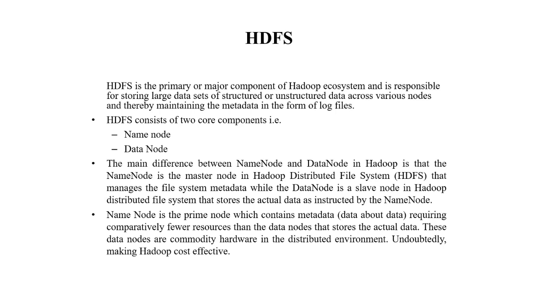In the Hadoop Distributed File System, we have mainly two components. The first one is the name node and the second one is the data node. The name node acts as a master node, whereas the data node acts as a slave node. Again, I am repeating, the name node acts as a master node, whereas the data node acts as a slave node. The name node contains the metadata, that is data about the data. It is mainly responsible for allocating the work to the resources, whereas the data nodes are commodity hardware in the distributed environment that execute that work.